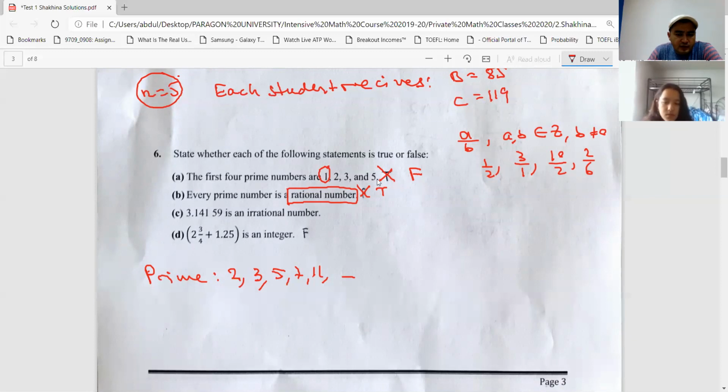Okay? So, every prime number, like 2 for example, can I write 2 like 2 over 1? Yes. Can I write it as 4 over 2? Yes. Can I write it as 10 over 5? Yeah. Right? That means that every prime number is a rational number. But every rational number is not a prime number. It doesn't have to be a prime number. For example, 1 over 2 is a rational number, but it's not a prime number. It's not a natural number. But this 2 is a prime number, and also it's a rational number. Okay? So that is true. Question C.